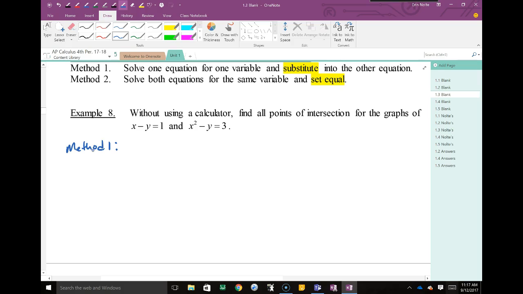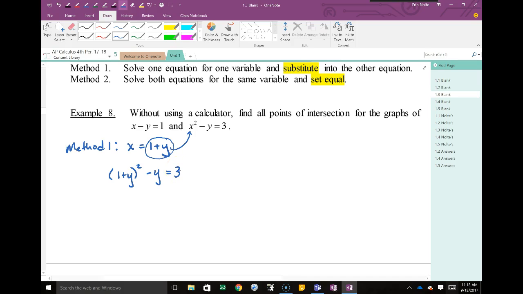Method 1 says solve the equation for one variable and then substitute. When I look at both of these, I think the easiest variable to solve for is the x on the left-hand side, because all I would have to do is simply add that y. So would you agree that the left-hand equation is x equals 1 plus y? Then all I would have to do is a substitution and take this 1 plus y and plug it into the x of the other equation. The way that would look would be 1 plus y squared minus y equals 3. And now I can solve for the y.